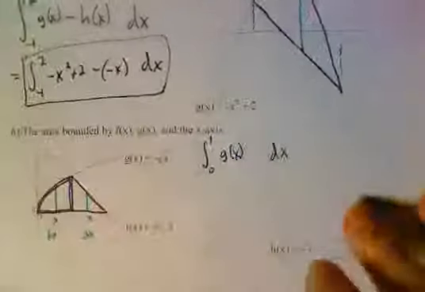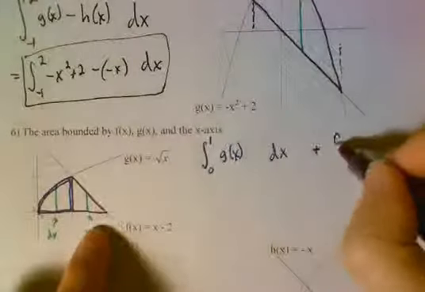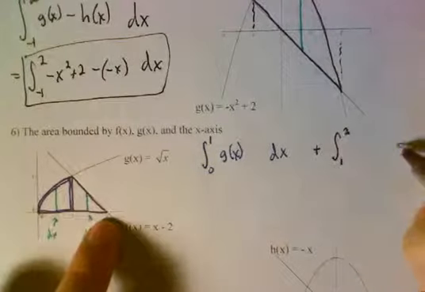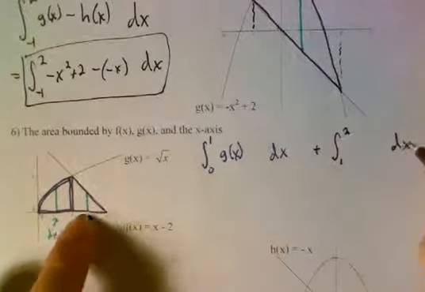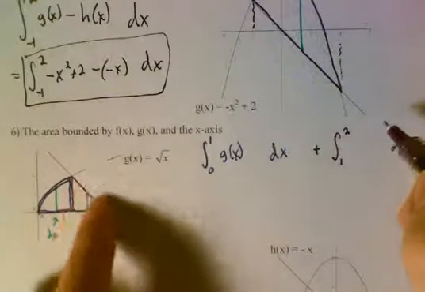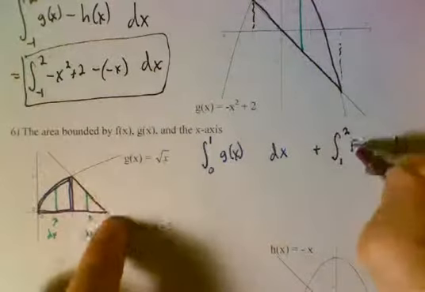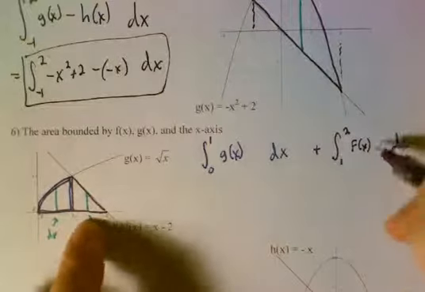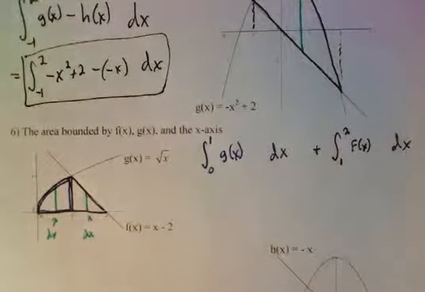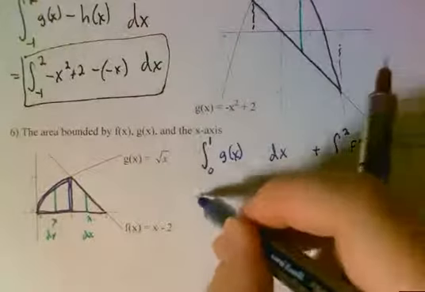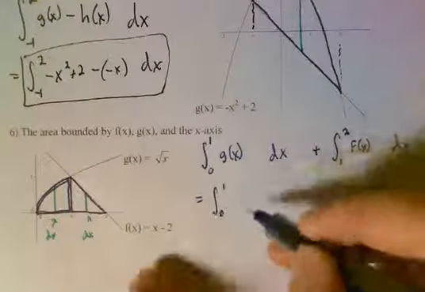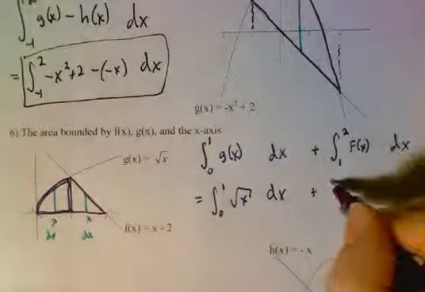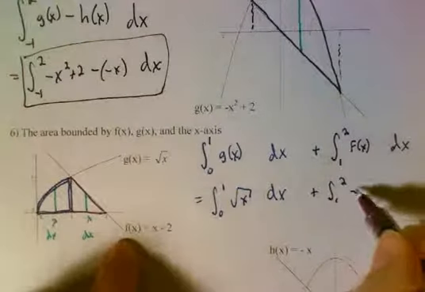Then to that I'm going to add this purple one. I'm starting at 1, ending at 2. The width is dx. So I'm taking f of x and I'm subtracting the x-axis, which is just y equals 0. So I can do f of x minus 0 or just f of x. And then go ahead and substitute those in. G of x is the square root of x. F of x is x minus 2.